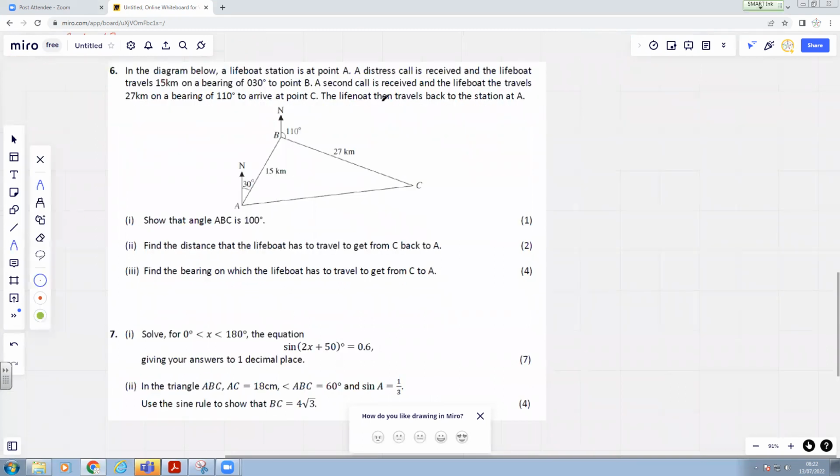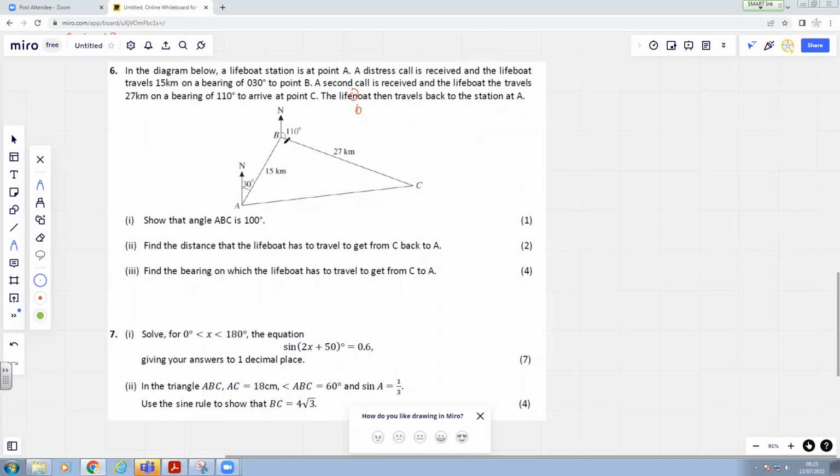Number 6. Okay, what do we got here? One of these complicated diagrams. Okay, so it's at B. Let's have a good read of this. So the lifeboat station's at A. A distress call is received and the lifeboat travels 15 kilometers on a bearing of 30 degrees to a point B. Suddenly they realize they've gone the wrong way and the lifeboat travels 27 kilometers on a bearing of 110 degrees. The lifeboat then travels back to station A. So angle ABC is 100.